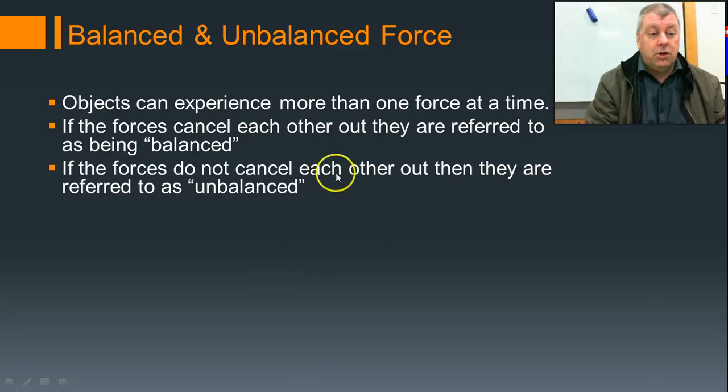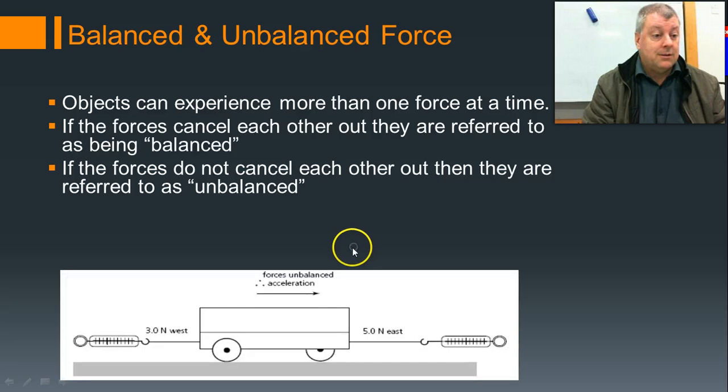Now, if the forces don't cancel each other out, we call them unbalanced. That makes sense, doesn't it? And so here we have 3 newtons to the west and 5 newtons to the east. So we should be able to do that in our head and work out that there's going to be 2 newtons to the east, and that is going to mean that the forces are unbalanced, and therefore we get acceleration. This trolley would accelerate to the east.